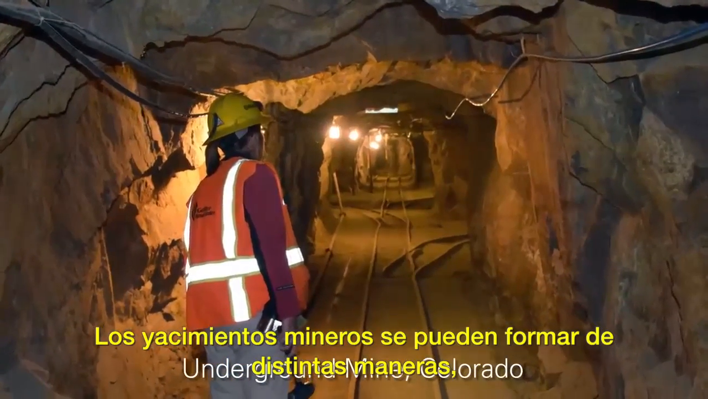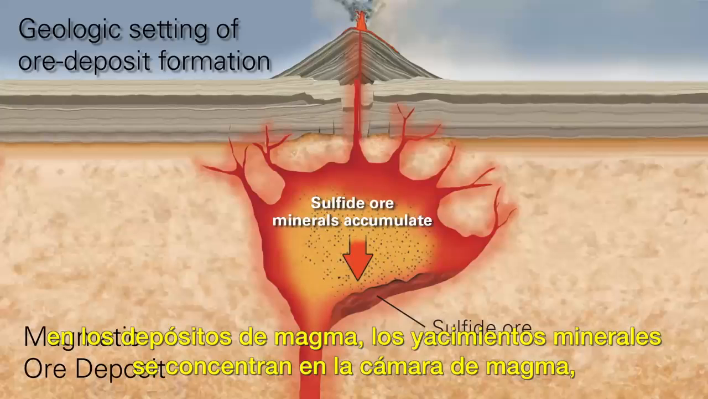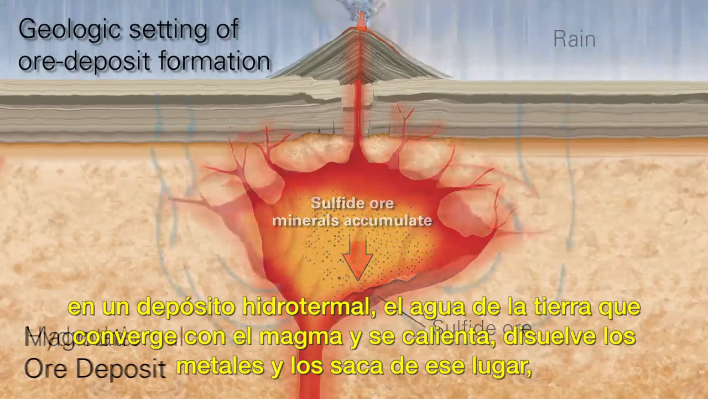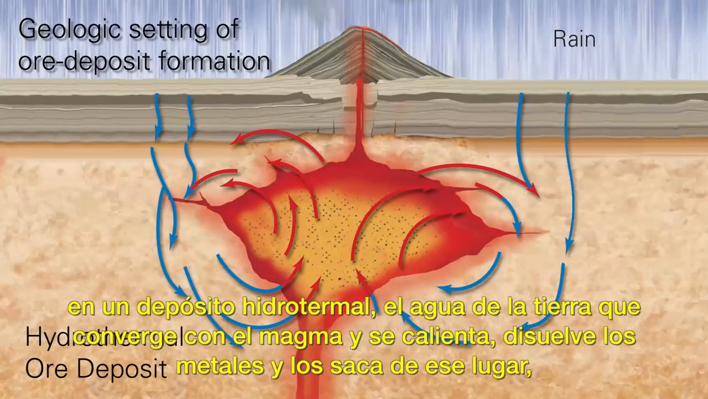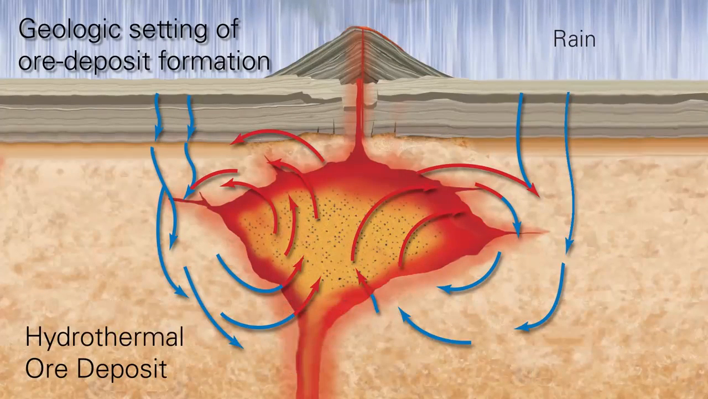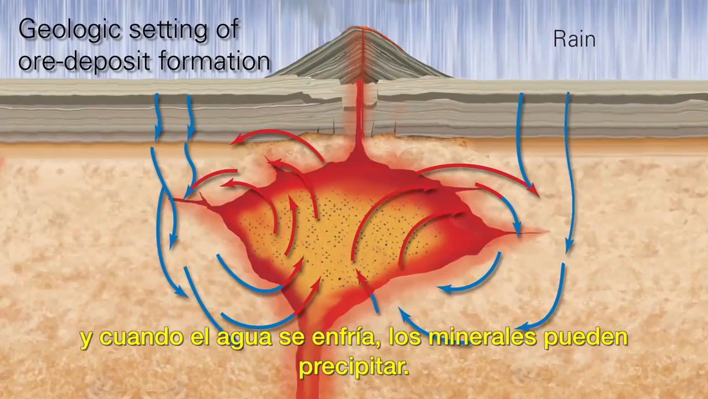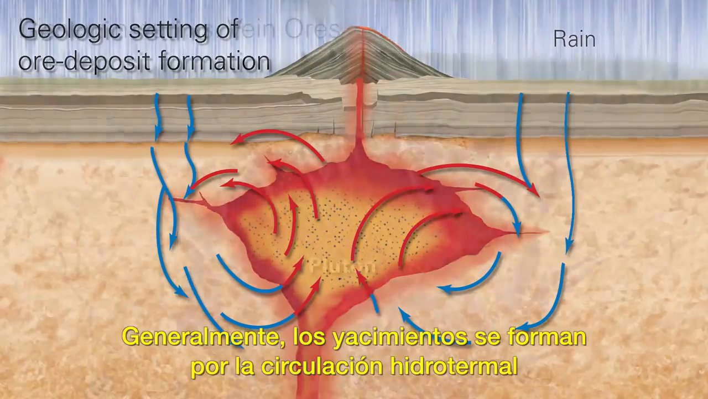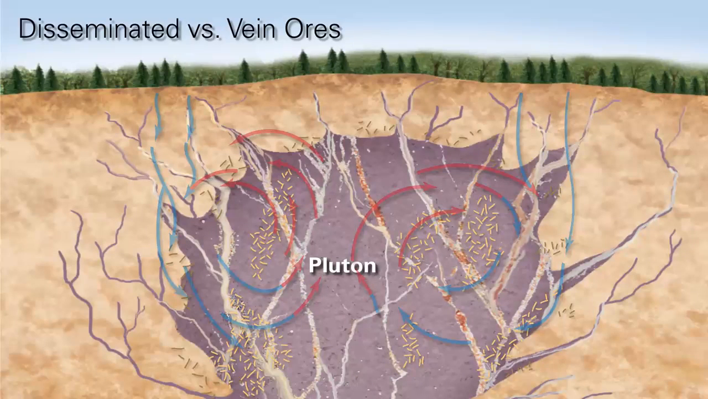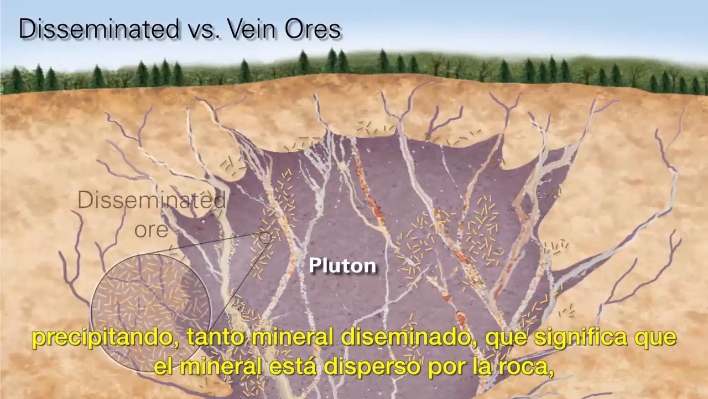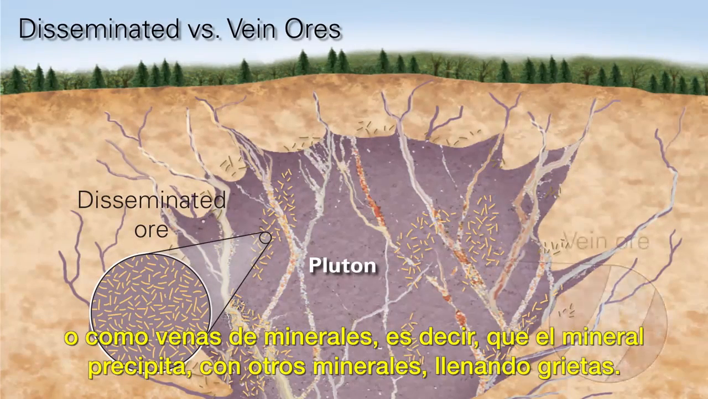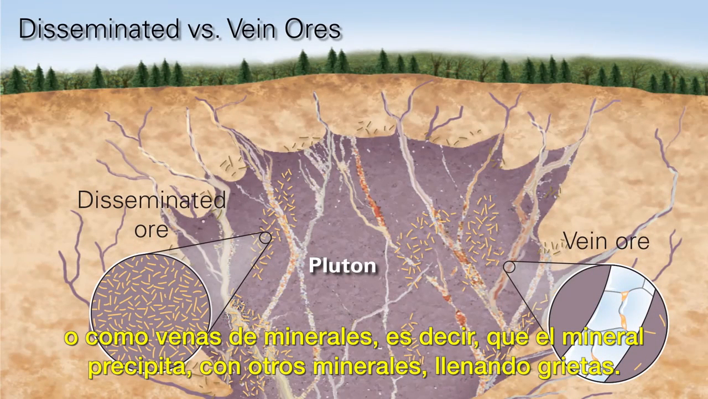Ore deposits can form in many ways. In a magmatic deposit, the ore minerals concentrate in a portion of the magma chamber. In a hydrothermal ore deposit, groundwater convecting through rock that was heated by the intrusion of magma dissolves metals and carries them away. When the water later cools down, it can precipitate ore minerals. Typically, ores formed by hydrothermal circulation precipitate either as disseminated ore, meaning that the ore minerals are dispersed throughout the host rock, or as vein ore, meaning that the ore precipitates along with quartz and other minerals to fill cracks.